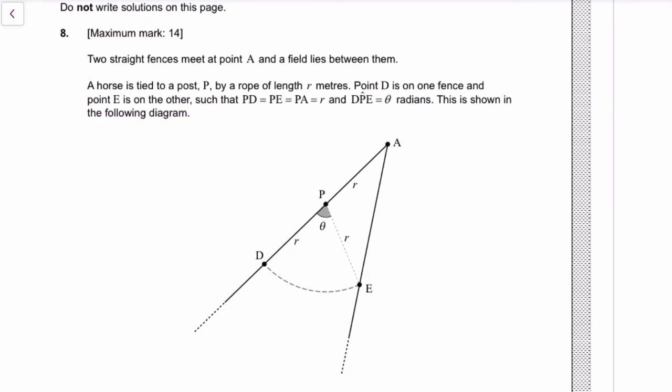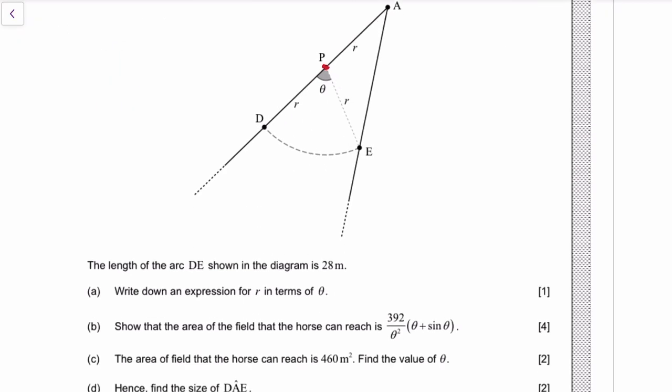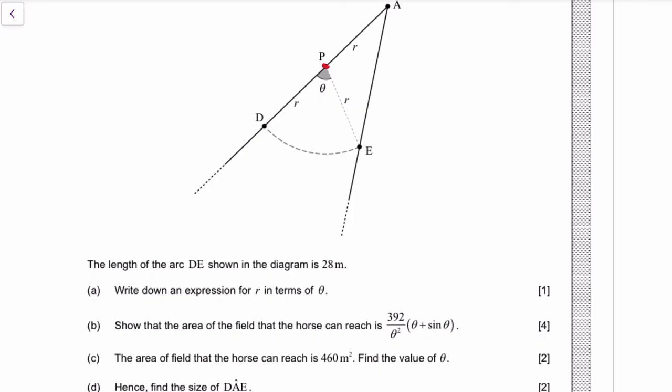So there are 2 fences. I guess the 2 straight lines are the fences. And there's a horse tied to a post, P, with a rope of length L. Blah blah blah. Distance R. So there's the length of the rope, I guess. Theta is in radians. The arc DE has a length of 28. So that's the curve bit.